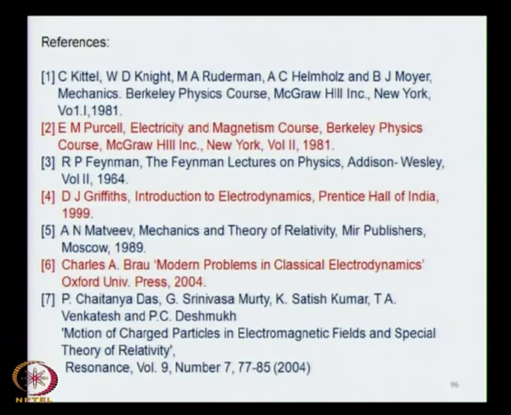So, with that I would like to give you a set of references which you could use to read these topics further. Berkeley physics course is one of my favorite sources. The volume 1 which is by Kittel, Knight and Ruderman, and Purcell's volume 2 which belongs to the same series, the Berkeley physics course. So, these two are excellent sources. Feynman lectures are of course great. Griffiths' book also gives you all the essential tools, and then there is a nice book by Matveev, Mechanics and the Theory of Relativity, and this is a nice source to read about problems of current interest, modern problems in classical electrodynamics.